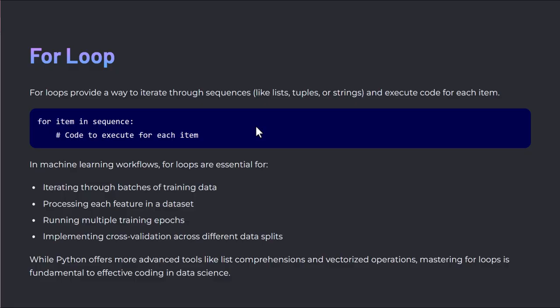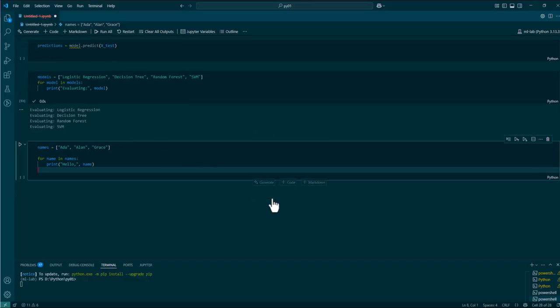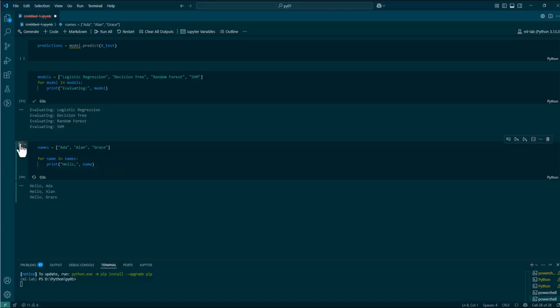Actually, we have two types of loops, the for loop and the while loop. I will go directly to Visual Studio Code, and from there we can add some snippet. Here we have a list of names, and we have this first form of loop, what we call the for loop. I'm gonna just execute it, and we can find here it first prints Ada, then Alan, then Grace.